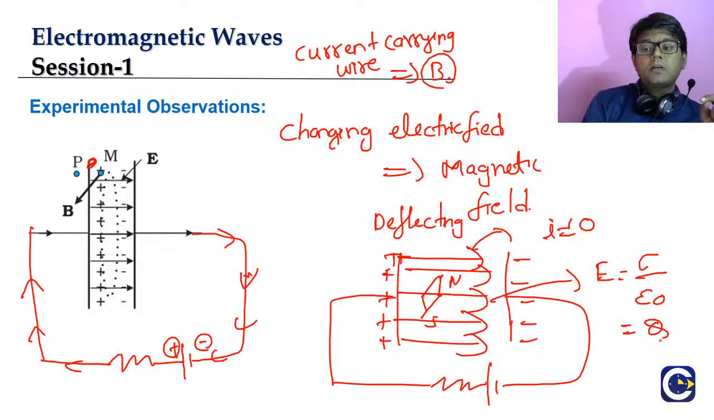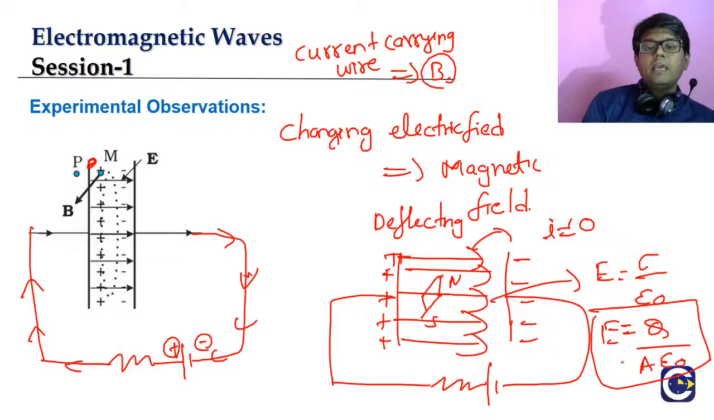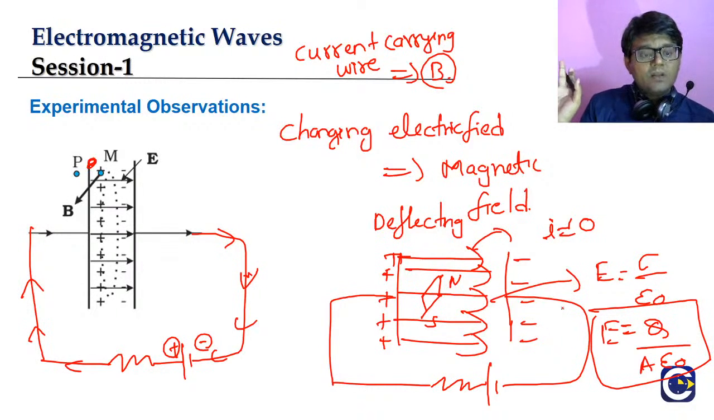Sigma is equal to what? Charge on the capacitor plate Q divided by A. So the electric field value between the two capacitor plates will be equal to what? Q by A epsilon naught, isn't it? So this is the electric field in the region between the two capacitor plates. In that region, there is only one quantity. What is it? Electric field.